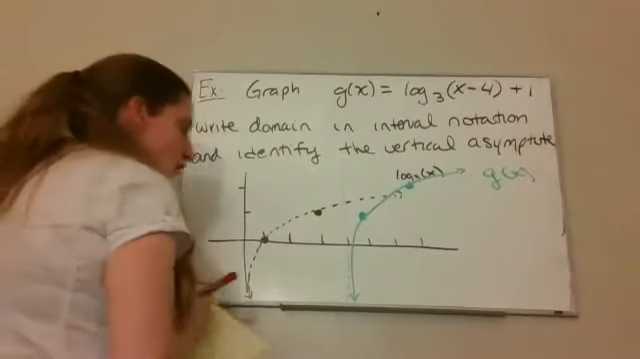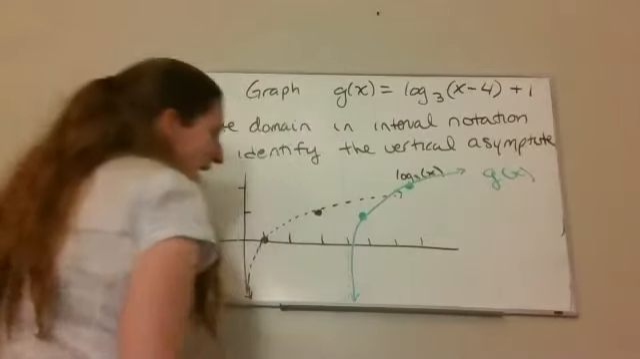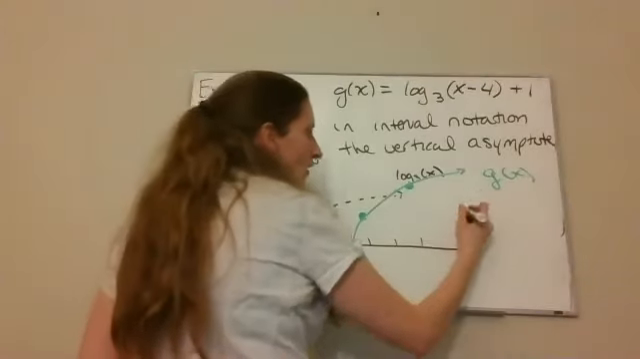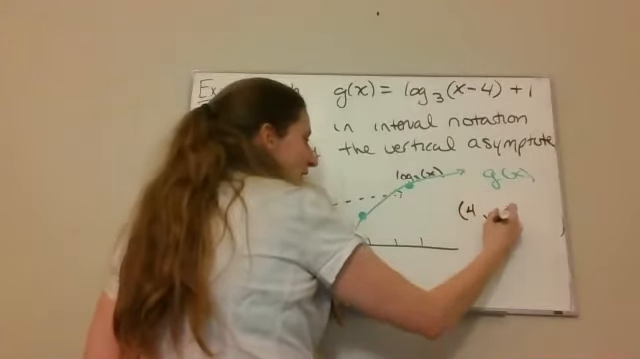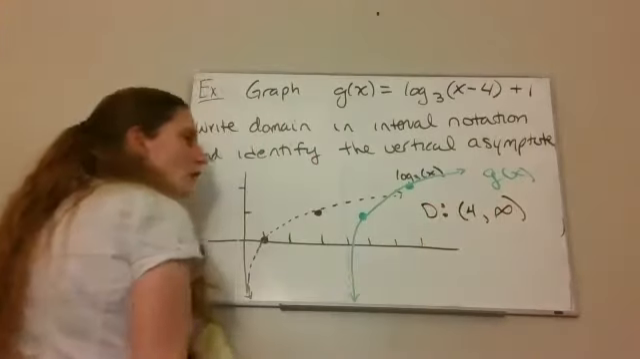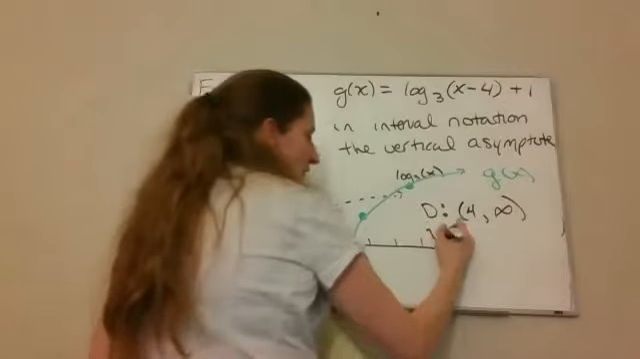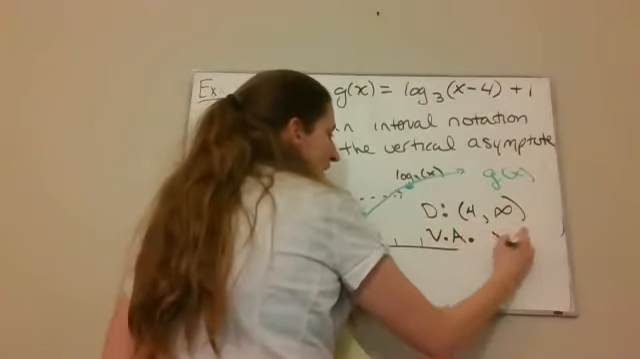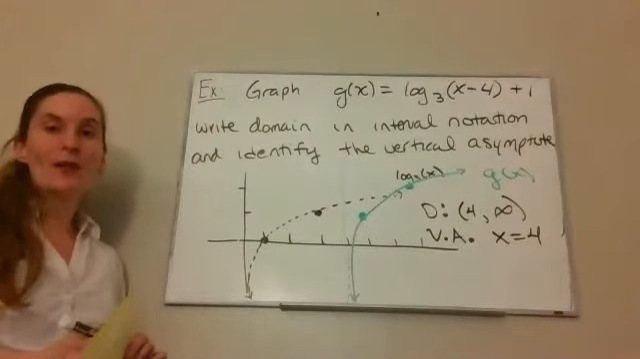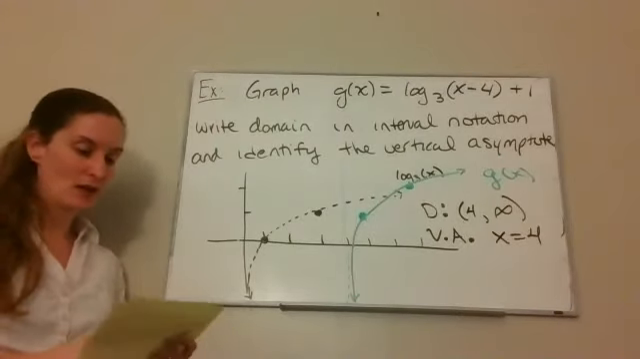Now, what is the domain? I have to look at my x values. I'm not touching x equals 4, but I start right near there and keep going to the right forever. So my domain is 4 to infinity, and my vertical asymptote is now at x equals 4 because it's shifted to the right 4 spots from where it was to begin with.